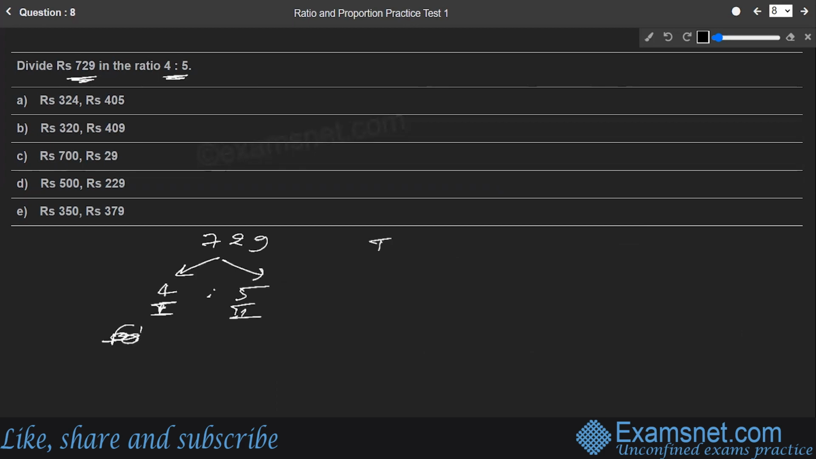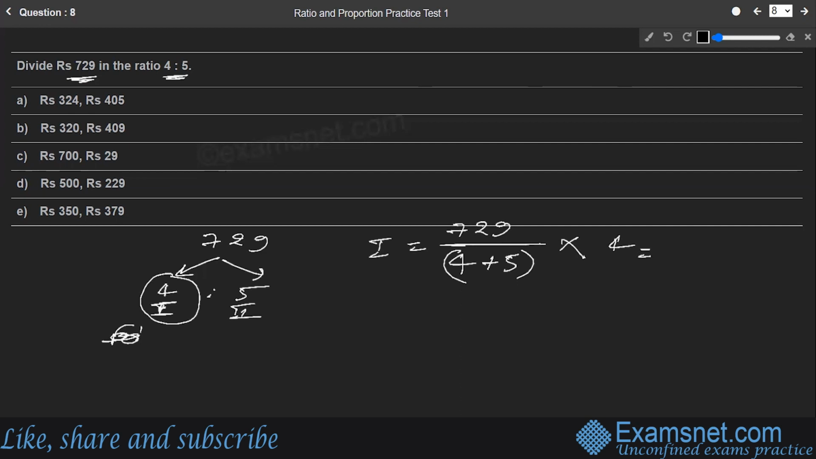So how can we get the first part's actual value? Because that is the ratio, that is not the actual value. The actual value of the first part can be calculated by the total number, 729, divided by the sum of the ratio terms, that is 4 plus 5, into, because we have to calculate the first part and the corresponding number for the first part is 4, so into 4.